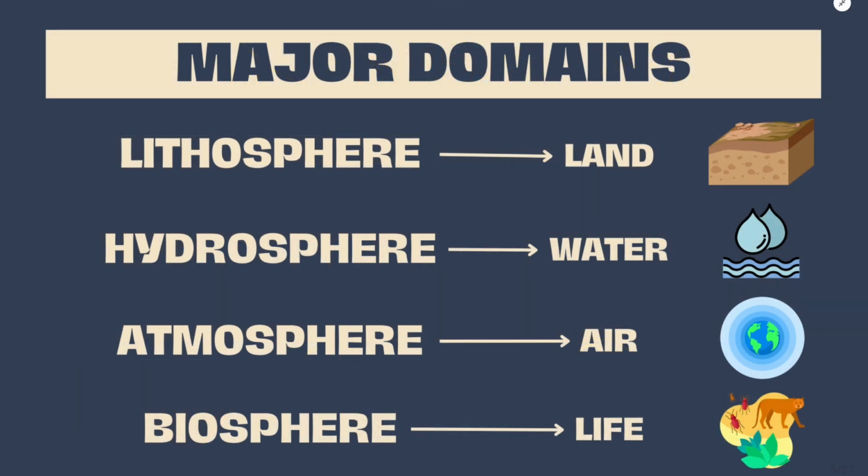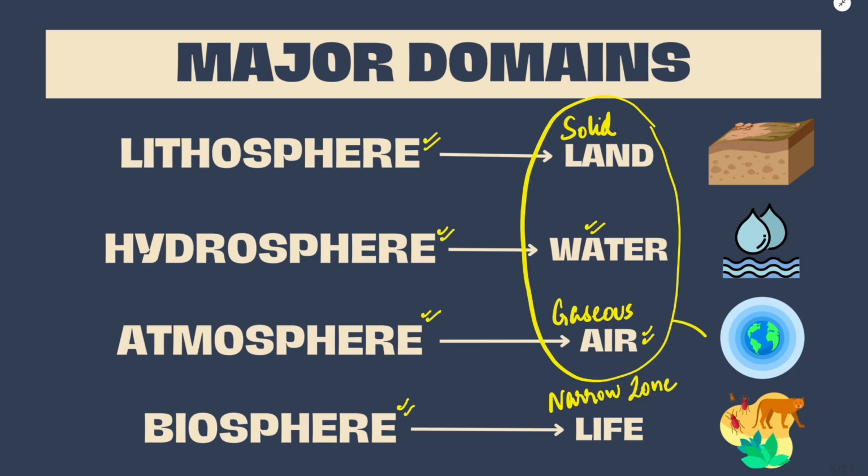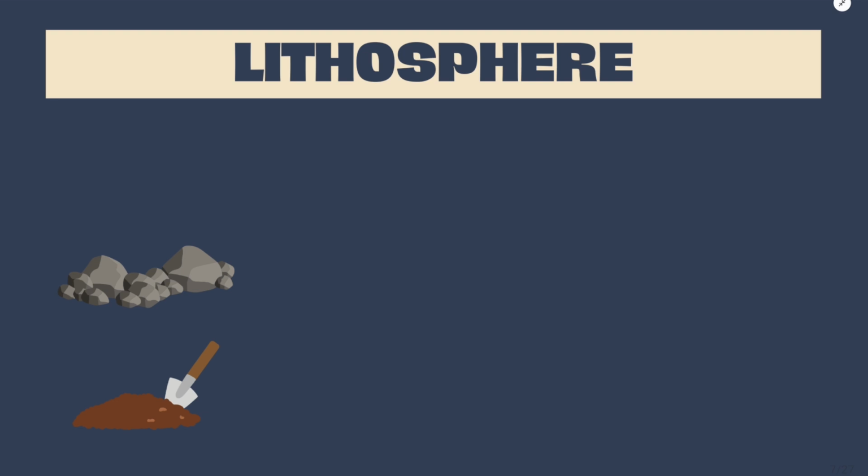Let us look at the four major domains of the Earth. First, we have the lithosphere. This is the solid land component. Second is the hydrosphere. This is the water component. Third is the atmosphere. This is the gaseous or air component. And fourth is the biosphere. This is a narrow zone where land, water, and air interact to support life. Let's look at each of these in detail, starting with the lithosphere.